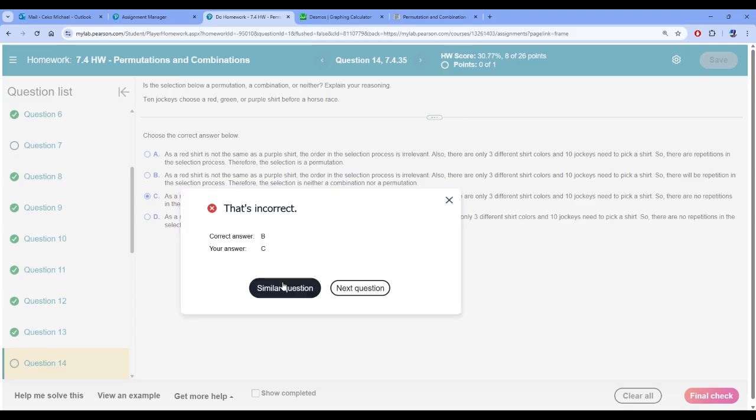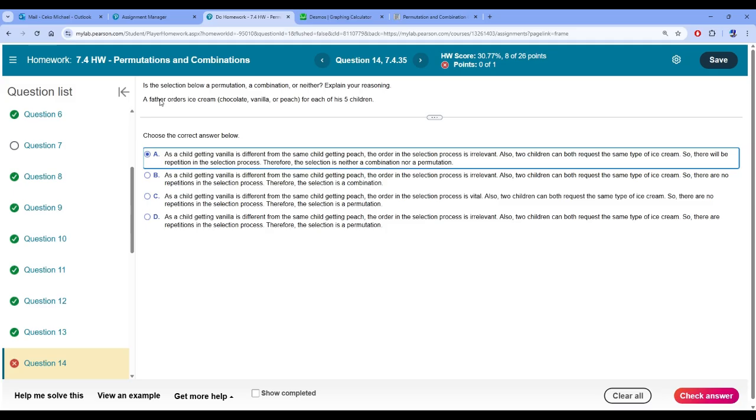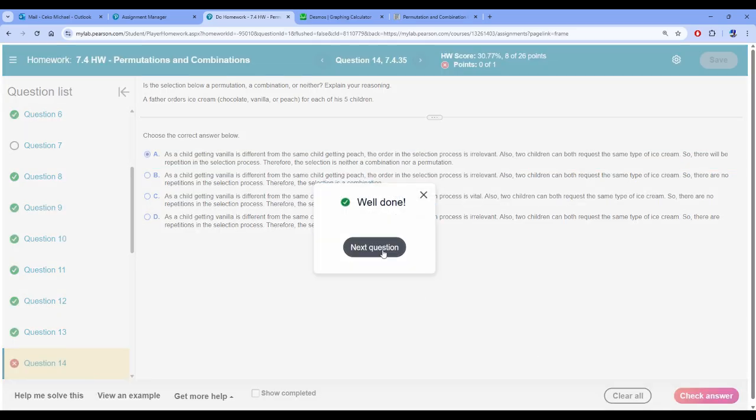That makes sense. So let's go to a similar question. Let's say it's neither a combination nor a permutation. So a father orders ice cream, 3 selections for his 5 children. So there will be repetition in the selection process.